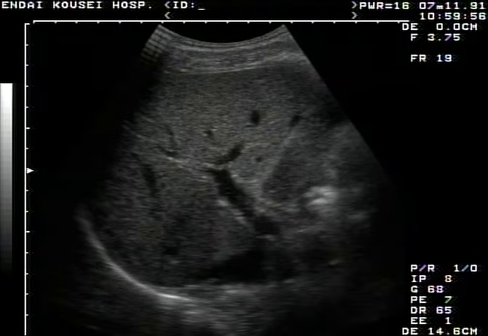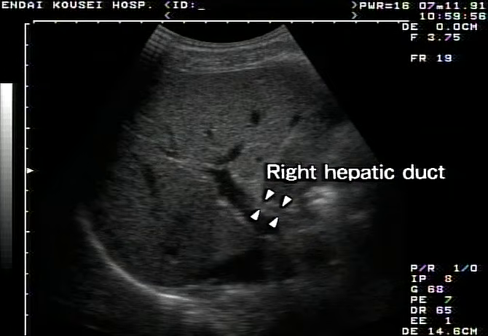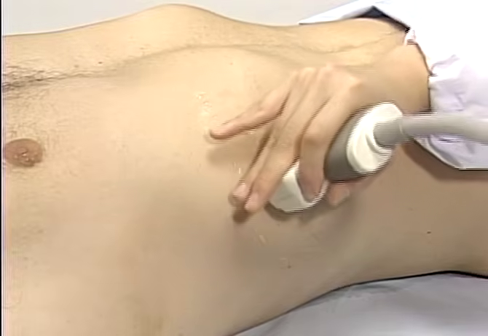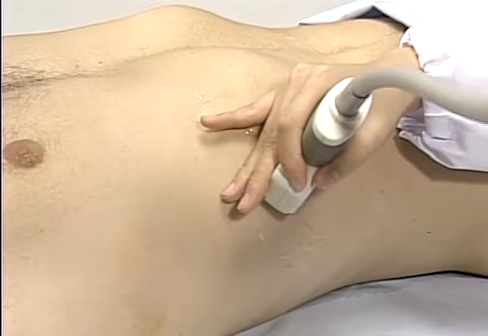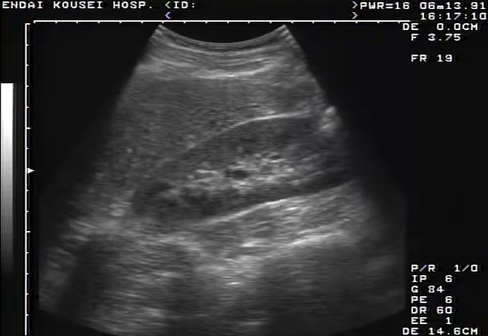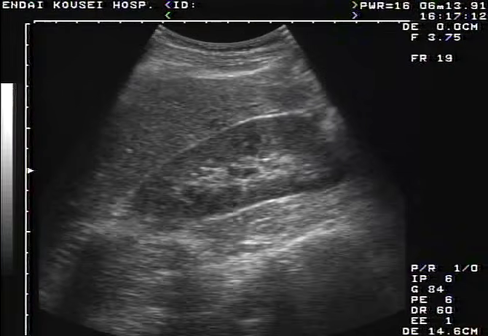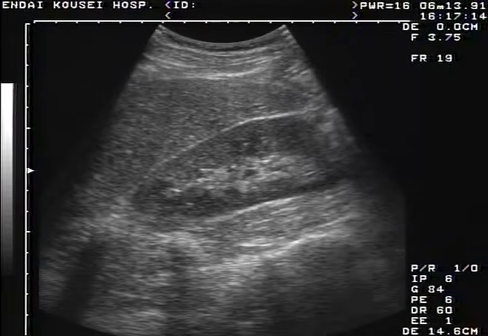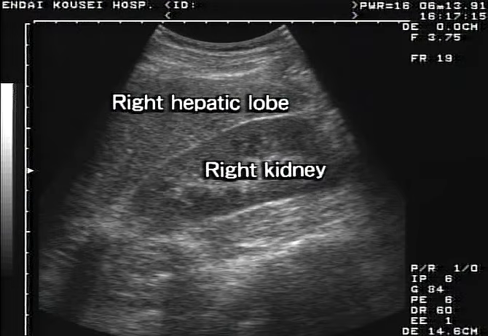The right hepatic duct is visualized at the abdominal wall side along the right branch of the portal vein. Check for dilatation. Move the probe in a fan pattern. Slowly move to another intercostal space. Then, observe the right hepatic lobe and right kidney. This plane provides important information for evaluating the hepatorenal contrast or the presence of fluid in Morrison's pouch.